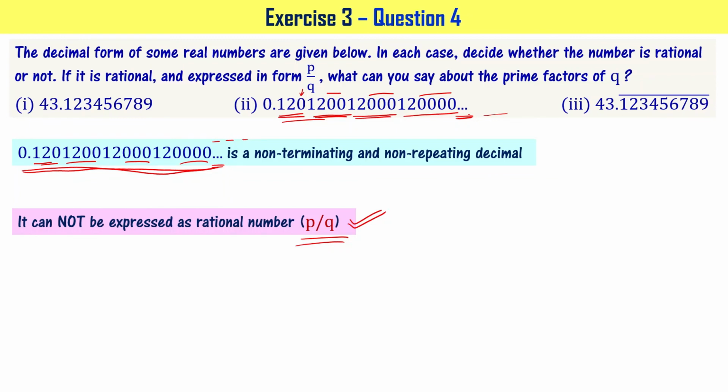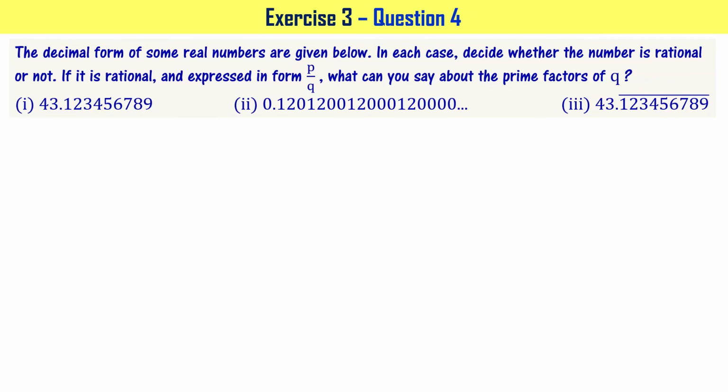But since the question is about whether it is a rational number or not, we say that it is not a rational number, right? If it is not a rational number, there is no point for you to say anything about prime factors of q, because we cannot express it in the form of p by q, first of all, right? Let's stop here and let's look at the third part of the problem.